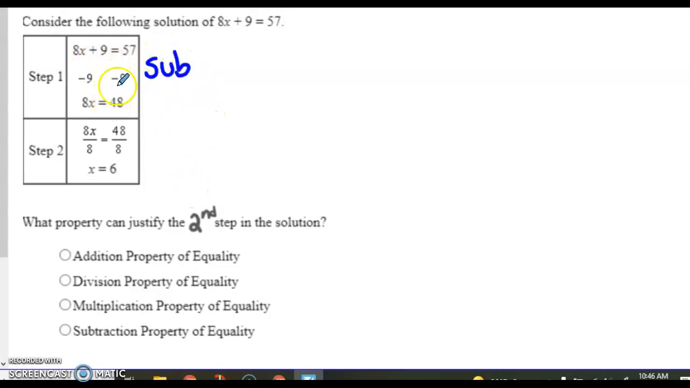And the reason they say of equality, it just means that whatever you do to one side of the equation, you have to do to the other in order to keep it equal. So in this first step, they're subtracting. In the second step, they're dividing each side by 8. So that would be the division property of equality, because we can divide each side by 8. So in that second step, we would be using the division property of equality.